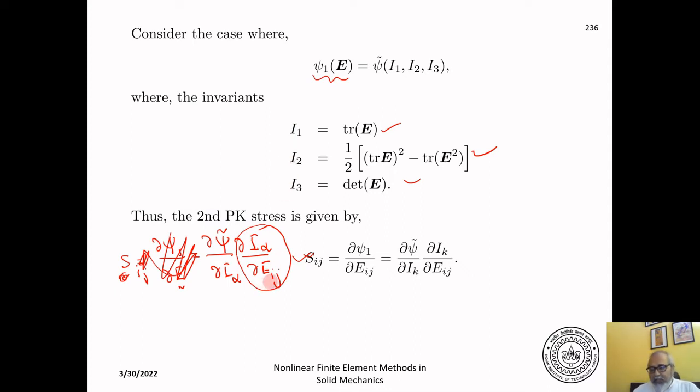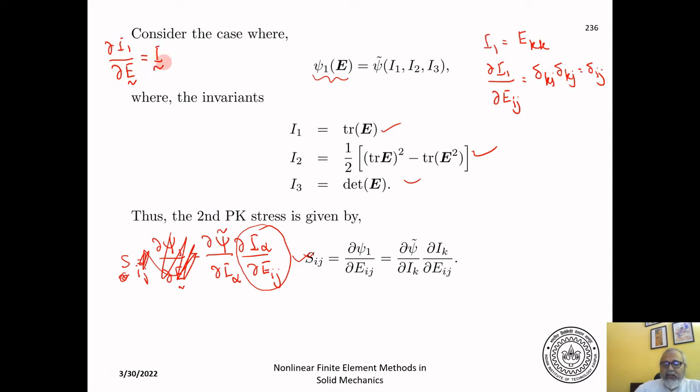Now, fortunately, there are standard relations for the derivatives of the invariants of a second order tensor, especially a symmetric second order tensor. And those are not very difficult to derive. So I1, for example, is trace of E, so it can be written as E_kk. And if I take derivative of I1 with respect to, let's say, E_ij, what I get is delta_ki delta_kj, which is delta_ij, which means that the first invariant of any second order tensor, taken derivative with respect to the tensor itself, gives you the identity.